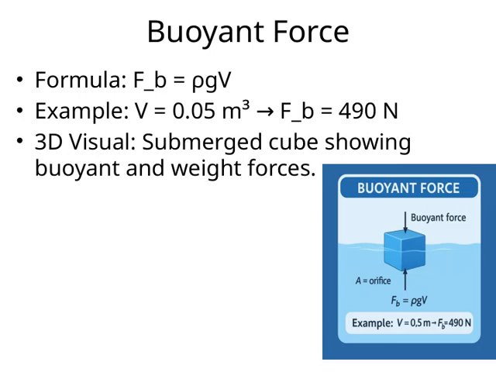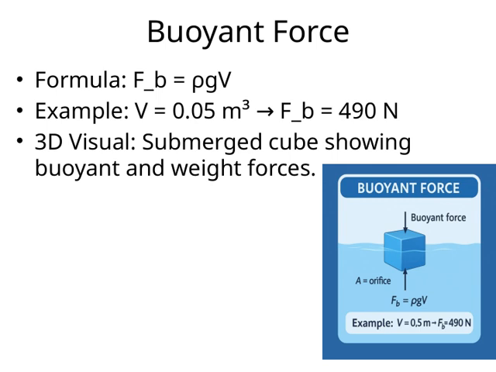Now let's talk about the buoyant force, which is a fundamental concept in fluid mechanics. The formula for buoyant force, Fb, is equal to the product of the fluid's density, ρ, times gravity, g, and the volume of the displaced fluid, V. This tells us how much upward force a submerged object experiences due to the fluid it displaces. For example, if we have a volume of 0.05 cubic meters, plugging in the numbers, it comes out to about 490 newtons.